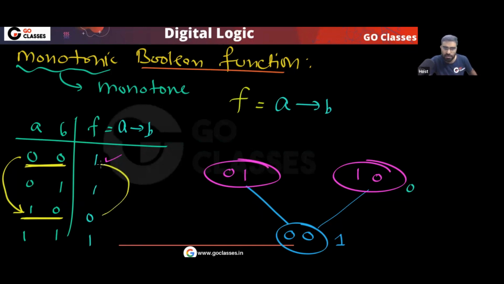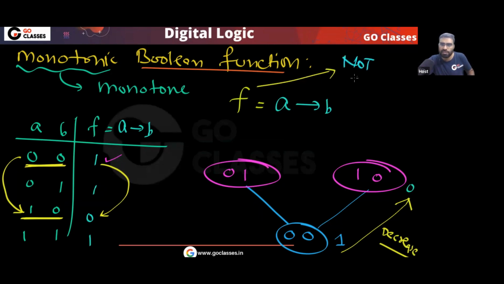But can you notice the function value is decreasing? Okay, look at this. The function value is decreasing. There is a decrease. So that is the reason I can say this function is not monotonic.